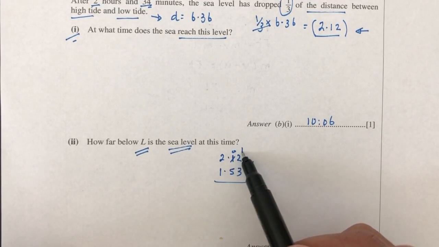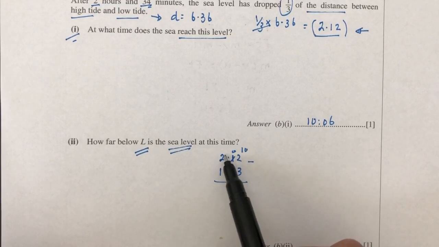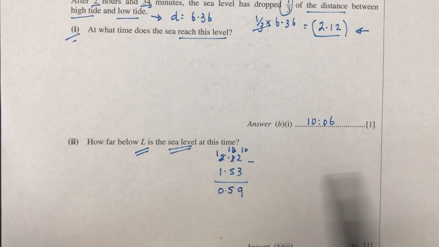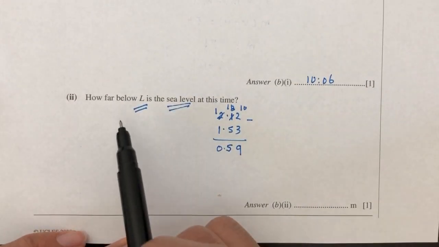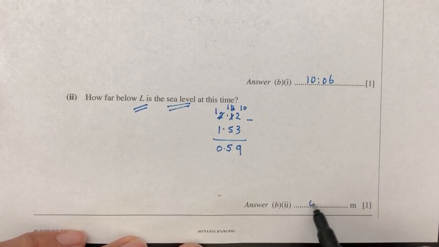That will be 0, 10. That will be 7 plus 2, which is 9. And here we have 1, 10, that will be 5, 0. So how far is it below L? It will be 0.59 meters.